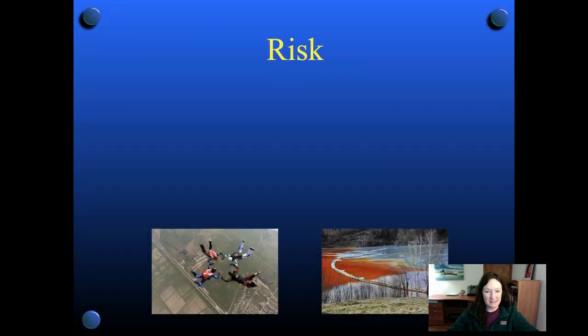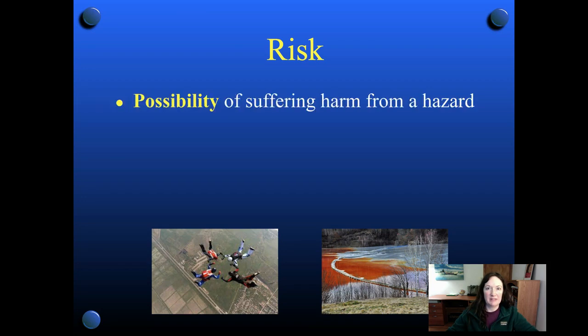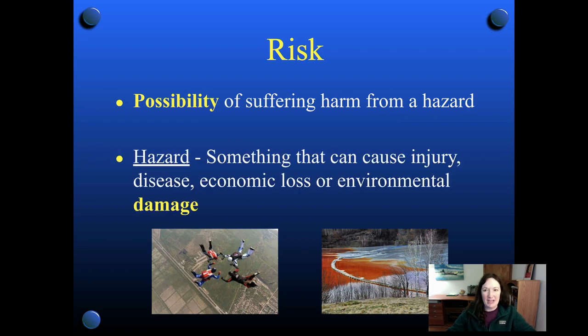Let's define what risk is. And in environmental science, it may take a different form than what we usually think of. The risk involved in any sort of action or any sort of hazard is just the possibility of suffering harm. So that might sound familiar to you in your own terms of risk. A hazard is just anything that can cause injury, disease, economic loss, or environmental damage. So it looks different depending on the context that you're looking at it in, but really it's just the possibility of suffering in some way.